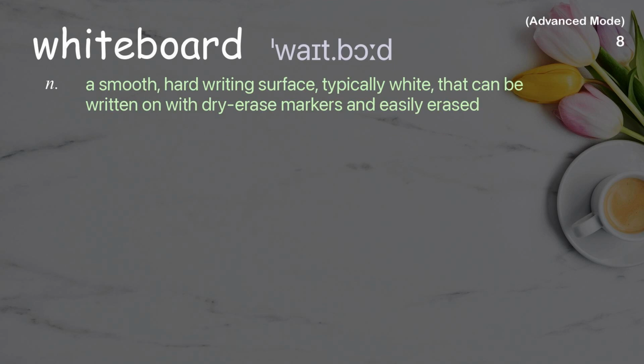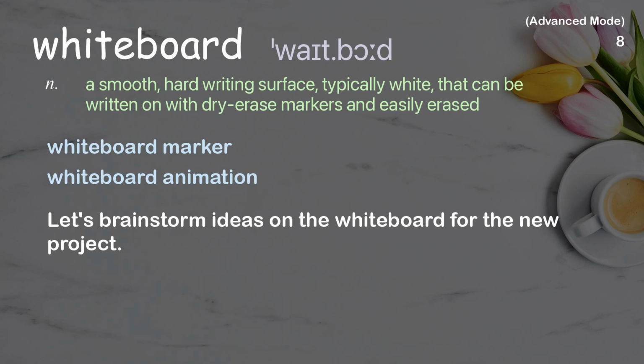Whiteboard. A smooth, hard writing surface, typically white, that can be written on with dry erase markers and easily erased. Examples. Whiteboard marker. Whiteboard animation. Let's brainstorm ideas on the whiteboard for the new project.